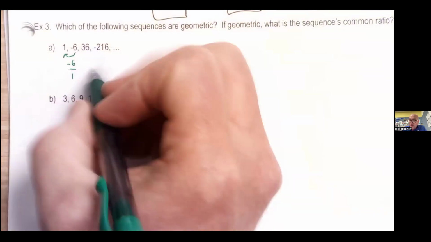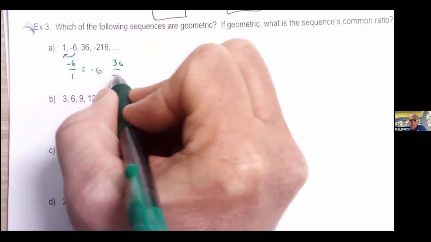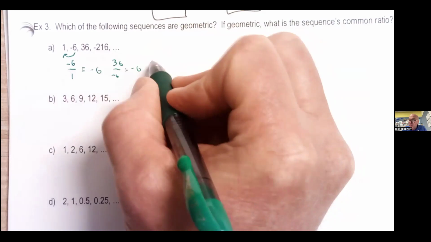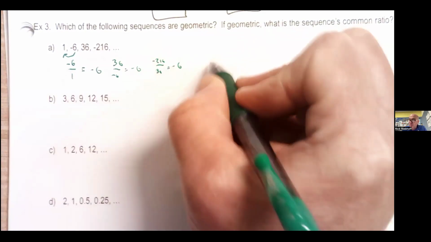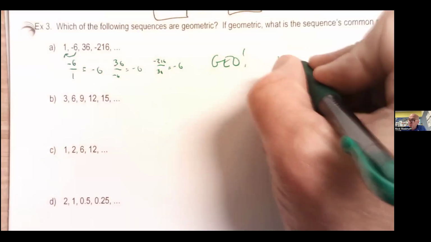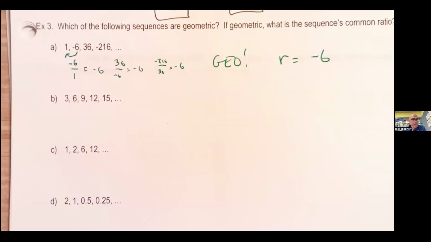So -6 divided by 1 is -6. 36 divided by -6 is -6. -216 divided by 36, I believe that is also -6. So we would say this is geometric. Yay. And its common ratio is multiplying by -6. Good. All right. How about the next one?